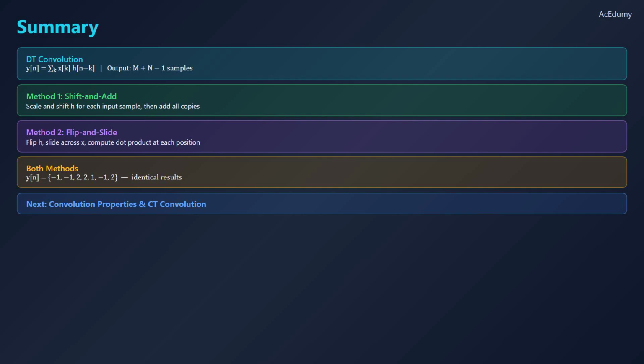In the next lesson, we'll explore convolution properties like commutativity and distributivity and introduce continuous time convolution.